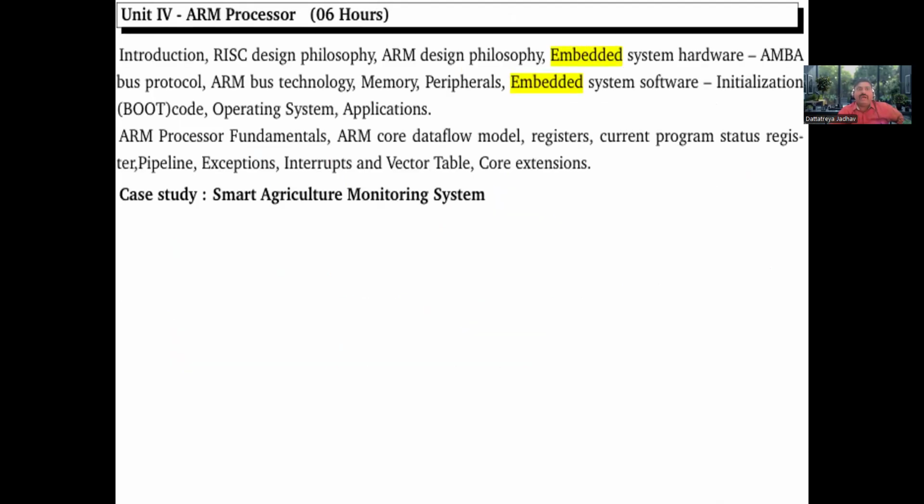Next, the ARM processor. The next unit is the ARM processor, which is totally based on processing. That is, what is the RISC design philosophy, ARM design philosophy, embedded system hardware, then ARM bus technology, memory, peripherals, embedded system software, initialization of boot code, operating system, application, then ARM processor fundamentals, ARM core data flow model, registers, current program status register, pipeline execution, interrupts and vector tables, core extensions.